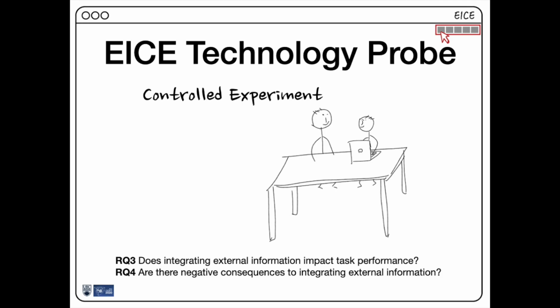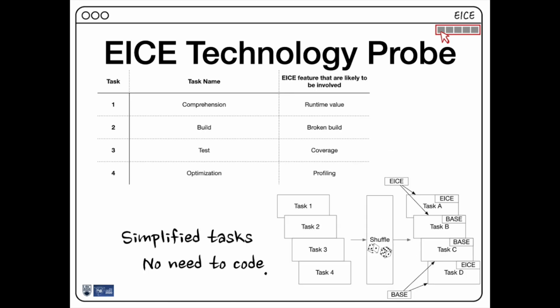It is a controlled experiment in which we aim to answer two primary research questions. Does integrating external information impact task performance? Are there negative consequences to integrating external information? We designed four tasks, selected from our experience. These tasks are different from the tasks in the survey. The tasks are independent from each other and use different external information sources. Each task involves one EIC feature. Tasks are randomized and counterbalanced.